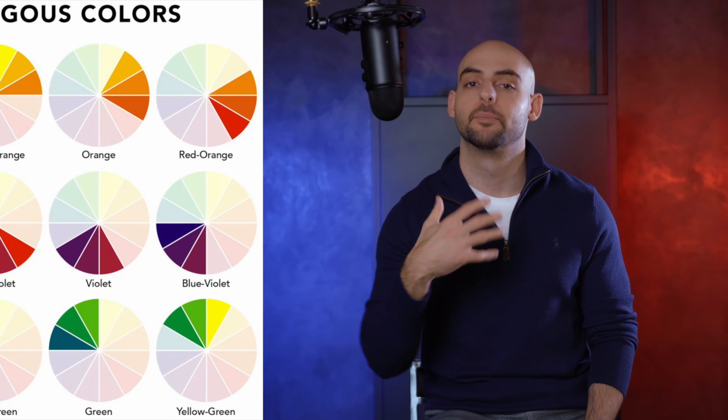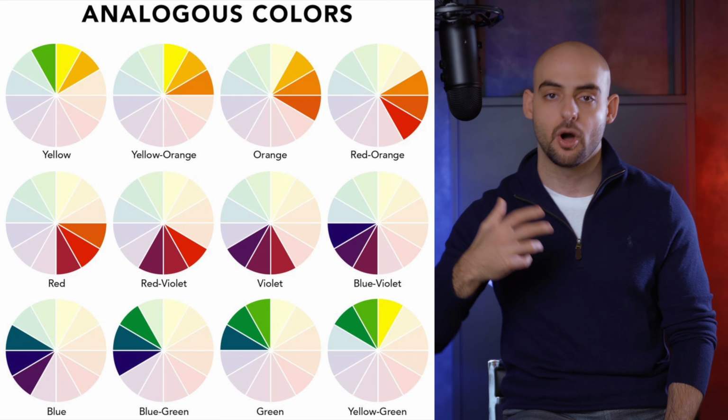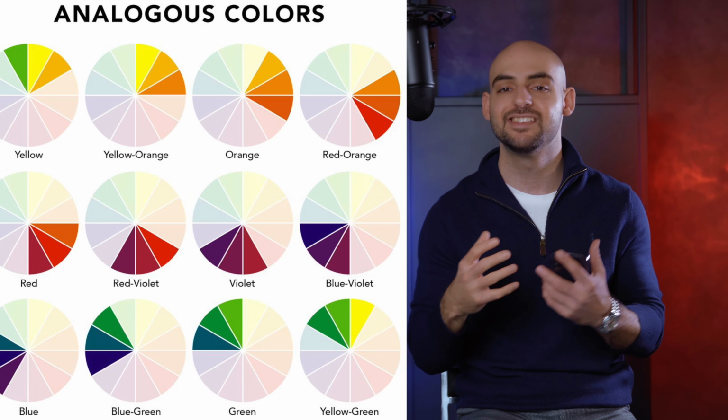When you combine your red with an analogous color, something like a purple, you're going to get a very neutral or very harmonious color combination. You're going to get something that is very easy on the eyes.